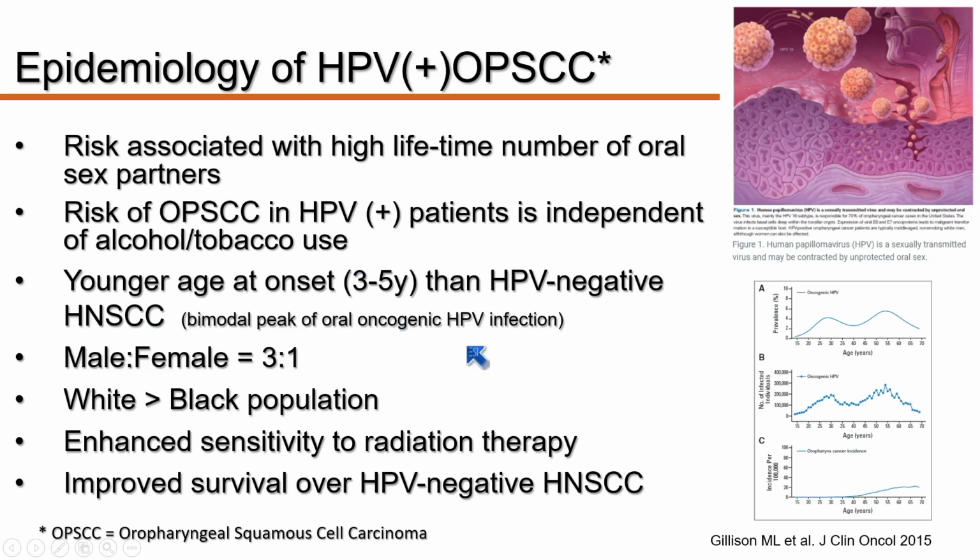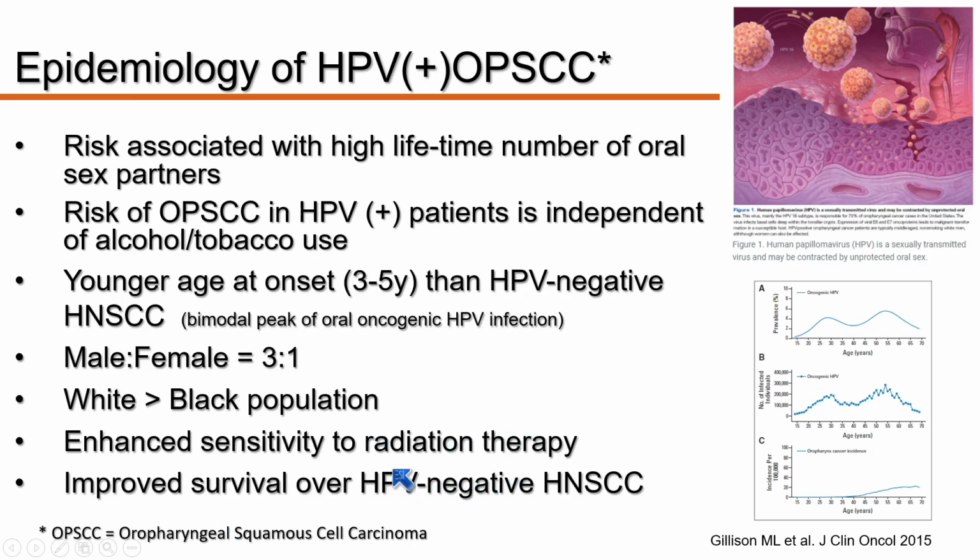The infection with HPV does have a bimodal distribution, but being infected does not mean that you're going to get the cancer, and many times the infection is cleared. The actual median age of developing the cancer is about 63. There is a male predominance in the male to female ratio, and whites are affected more than blacks. The thing about these tumors is there's an enhanced sensitivity to radiation, and they have an improved survival.